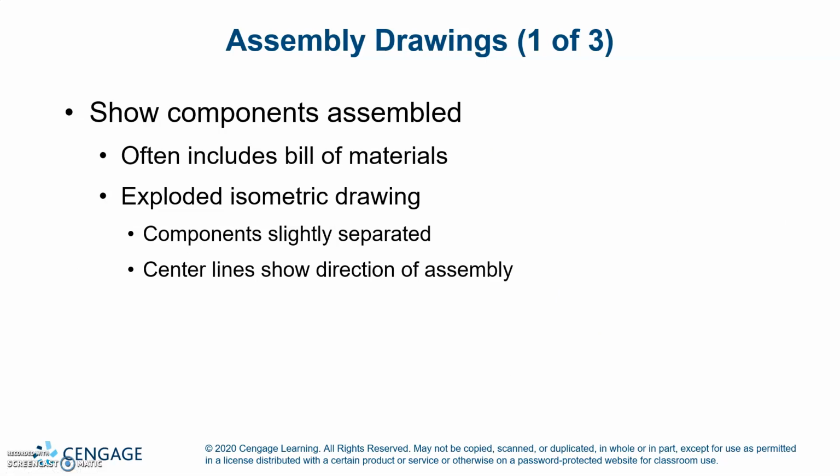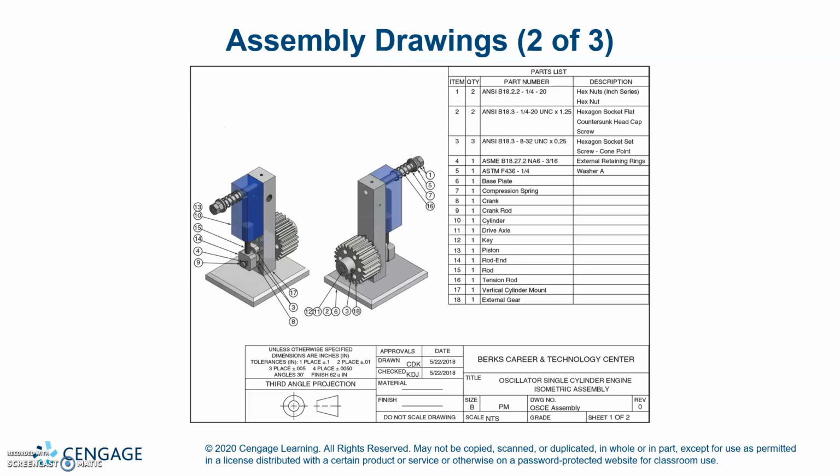Assembly drawings show components assembled, and often include a bill of materials. Exploded isometric drawings show components slightly separated, with center lines showing the direction of assembly. And there's an example of that.